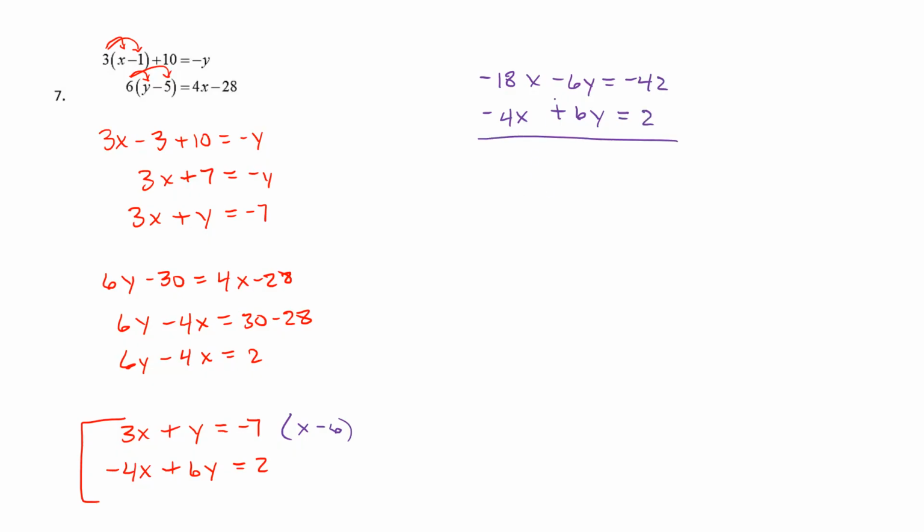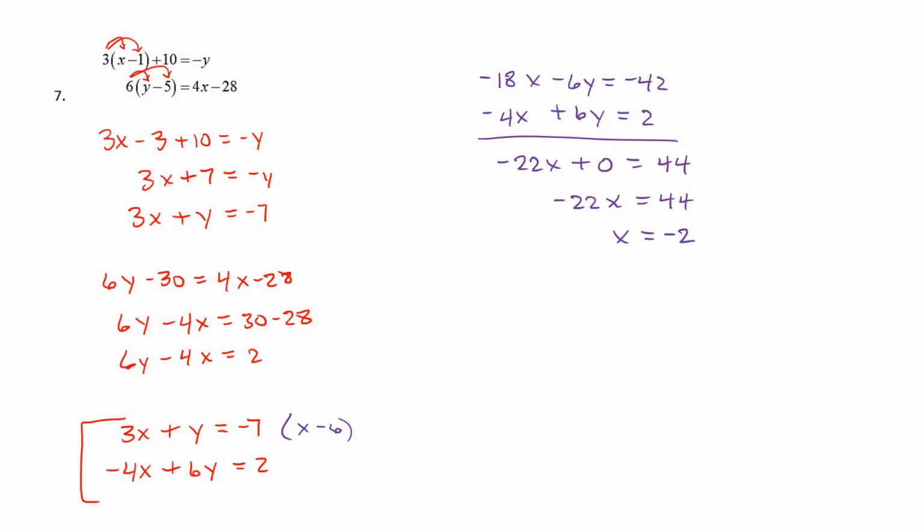Okay. We will then get negative 22x plus 0 equals 44. So negative 22x equals 44. We'll divide both sides by negative 22, and we get x equals 2.